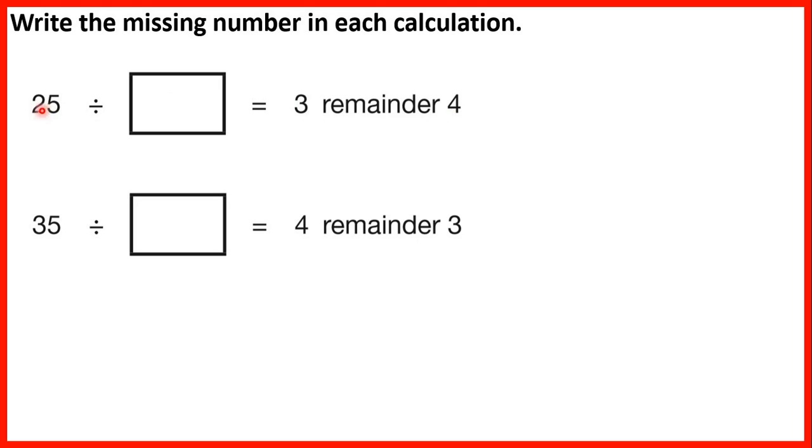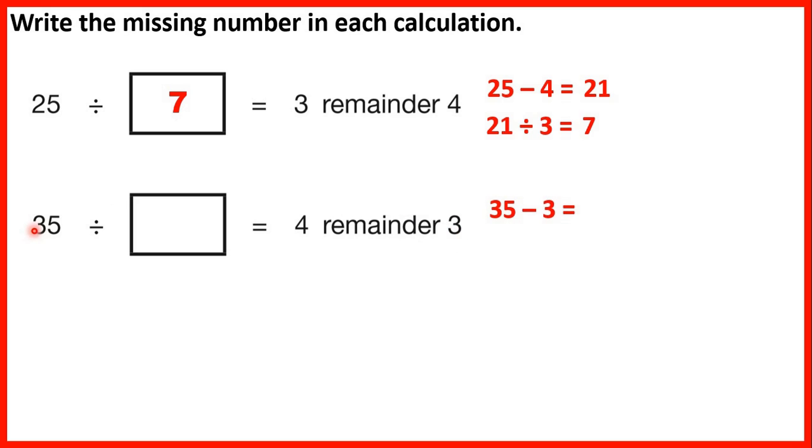So if we do that in reverse, we can work out 25 minus 4, so that's 21, and then if we divide 21 by 3, we get 7. So that's our missing number, because 7 times 3 is 21, and then we need another 4 to get to 25. Now 35 divided by something equals 4, remainder 3.